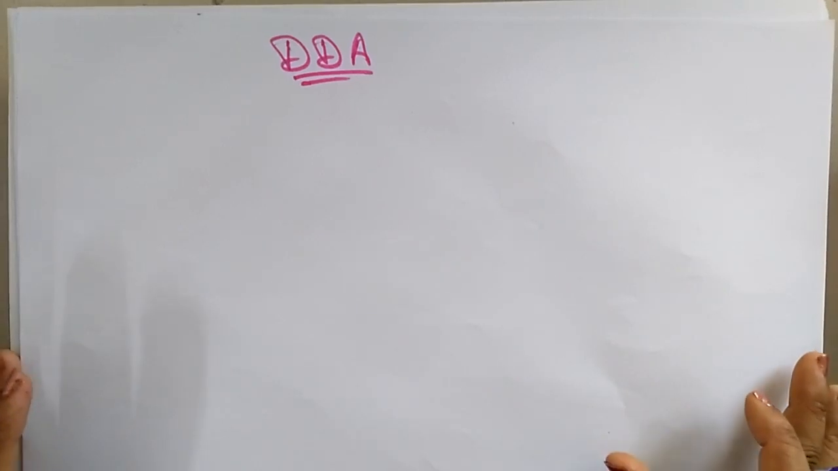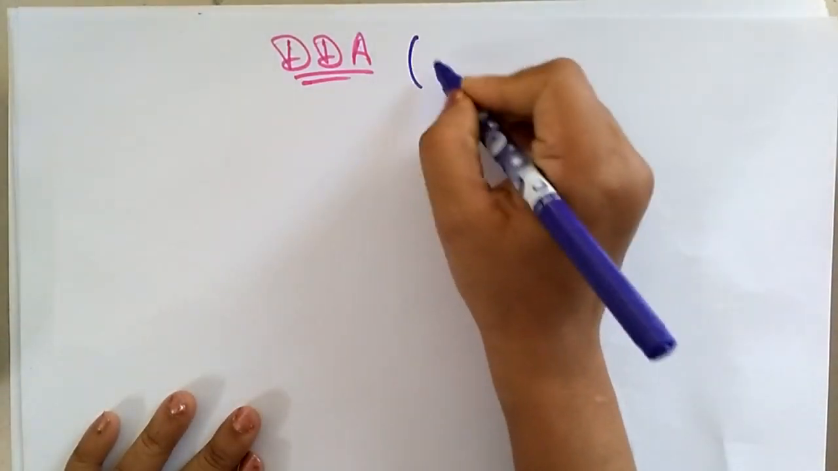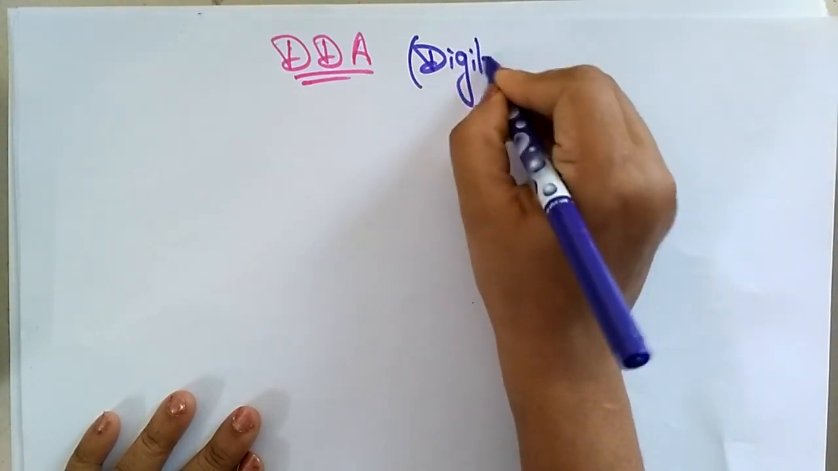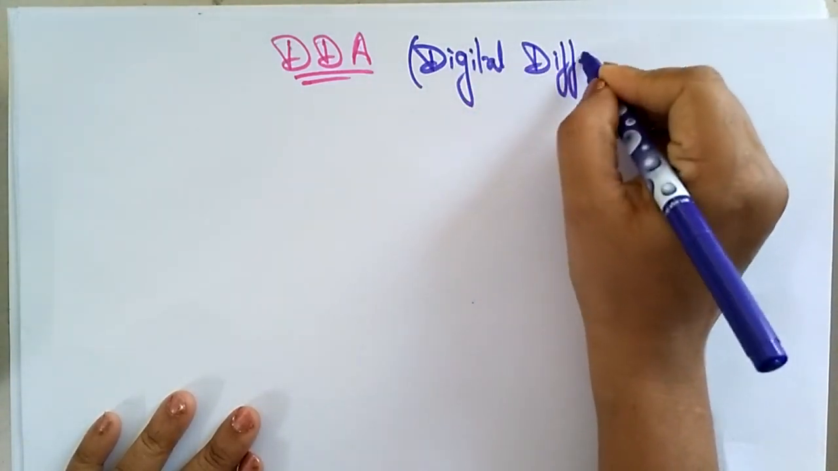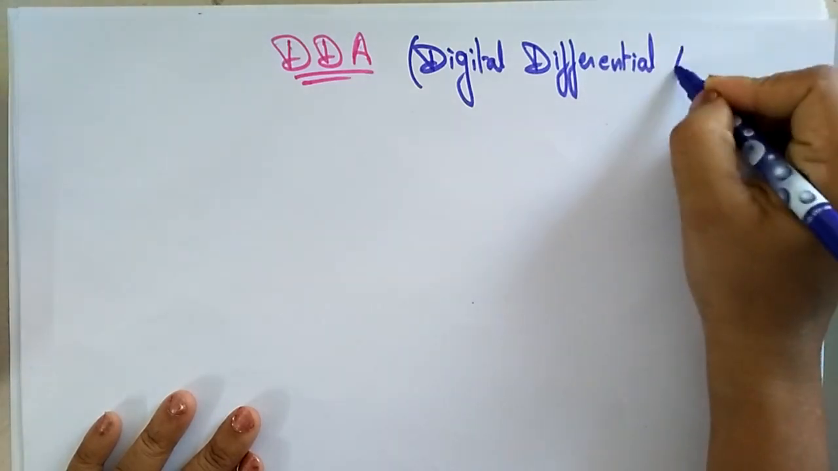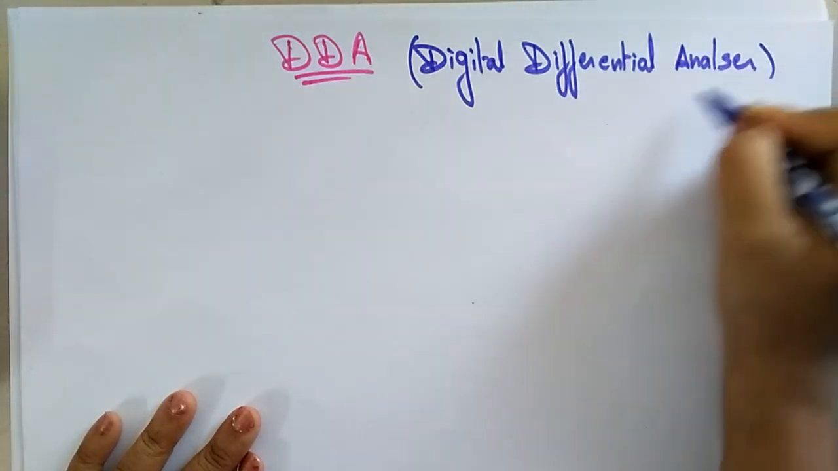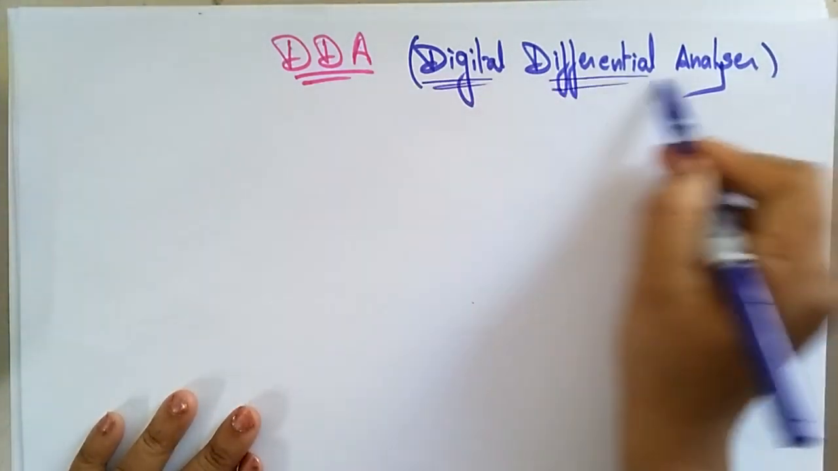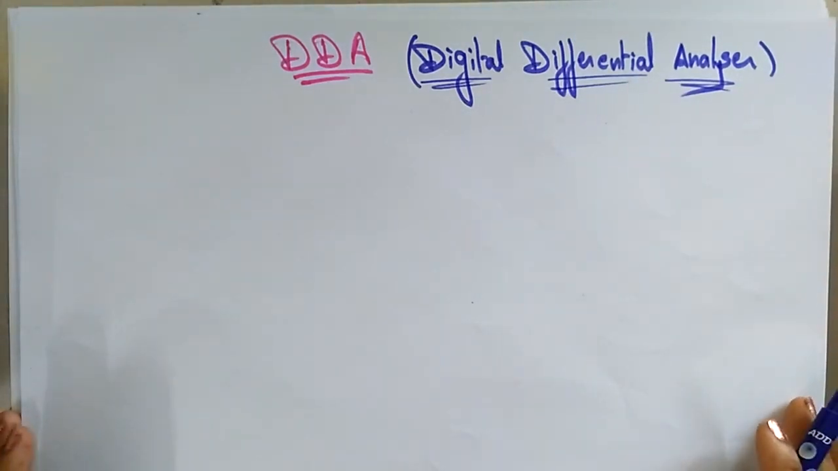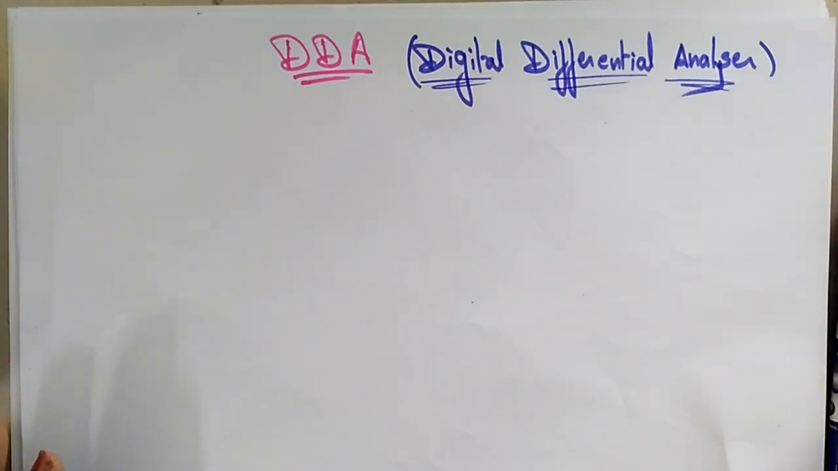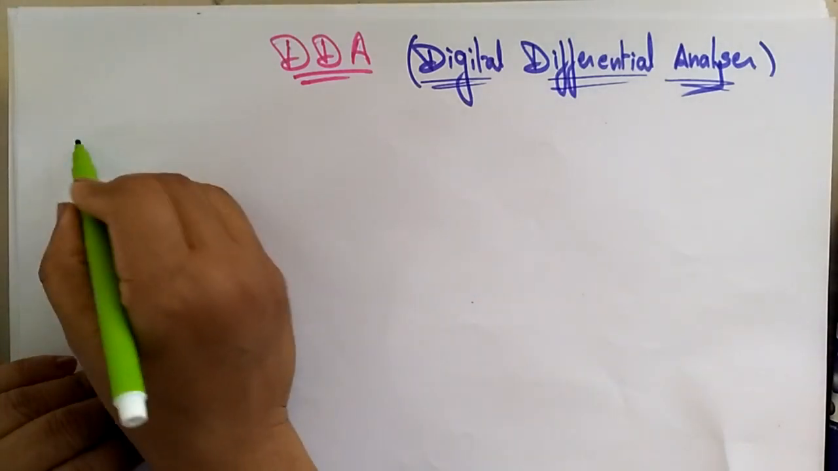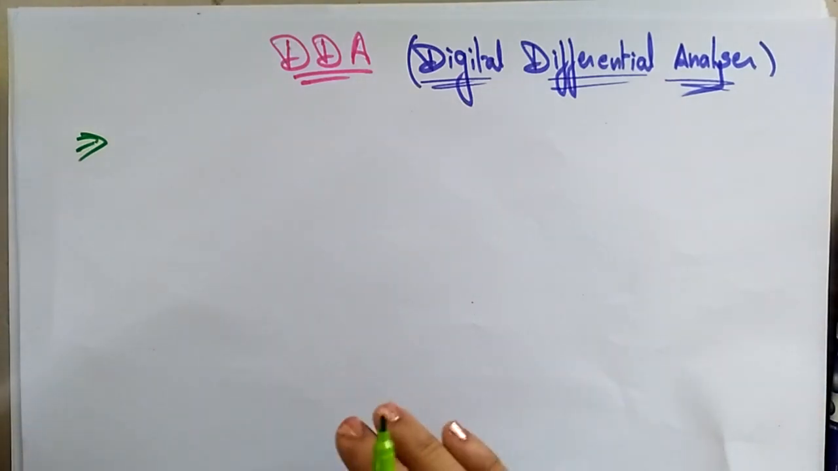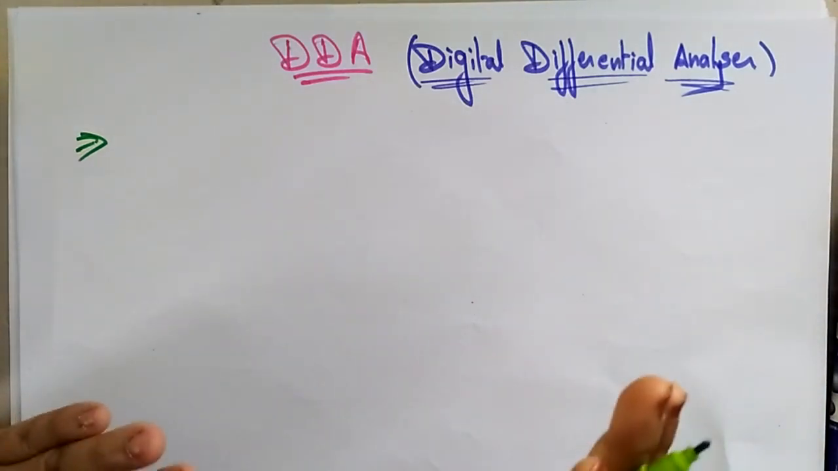The next topic in this subject is the DDA, that is the Digital Differential Analyzer. So what is this DDA algorithm, and why do we require it to draw a line segment in the system? In computer graphics, this DDA algorithm is used. Let me explain. Actually, this is a line drawing algorithm, and we call it a scan conversion method.